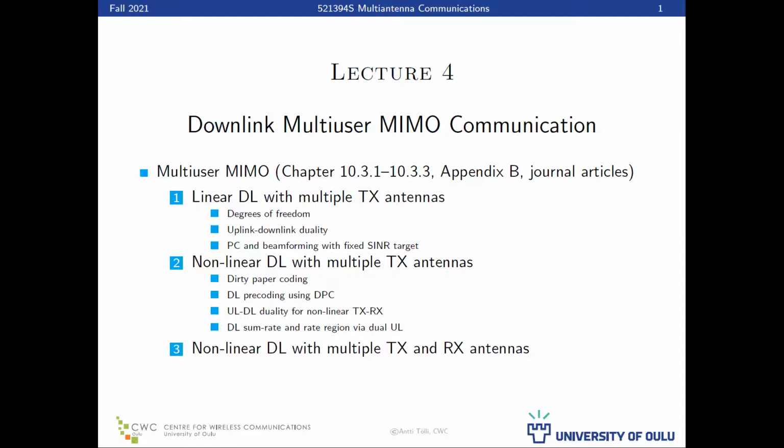All right, then after introducing the uplink-downlink duality, we will move on to the nonlinear downlink. We will discuss this dirty paper coding idea, which is kind of equivalent to MMSE-SIC in uplink, but instead of subtracting something at the receiver, we pre-subtract or pre-compensate at the transmitter. This is the transmit at the base station.